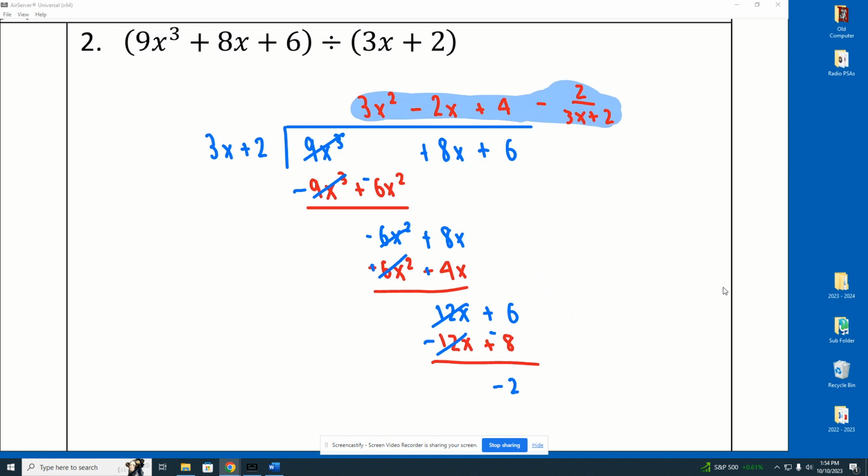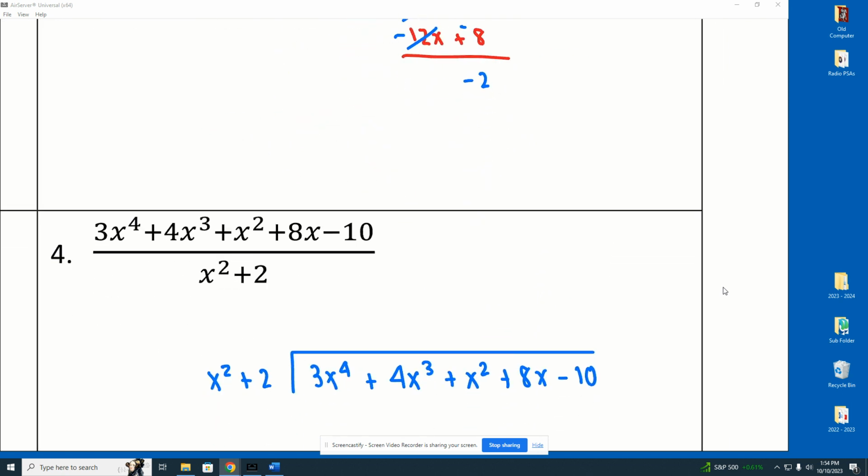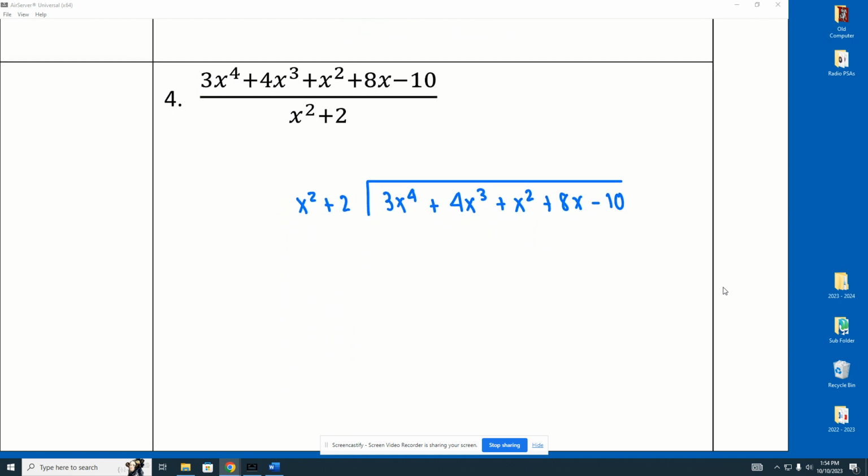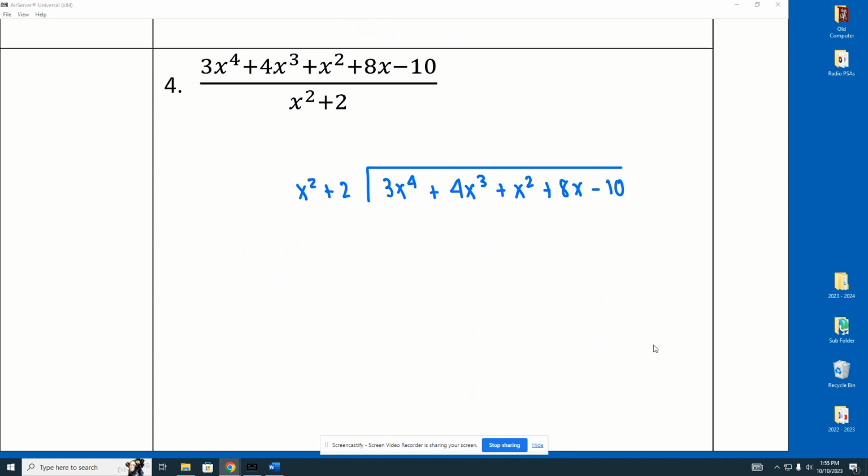But I want to move along and do the next one. I wanted to do this one with you because it had a couple of things about it that are a little different. For example, in your divisor, there's no x term. So here's what ends up happening in a case like that. You're still going to start off by taking your first term in your dividend, which is 3x to the fourth, and you divide it by that x squared. And that's going to give us 3x squared.